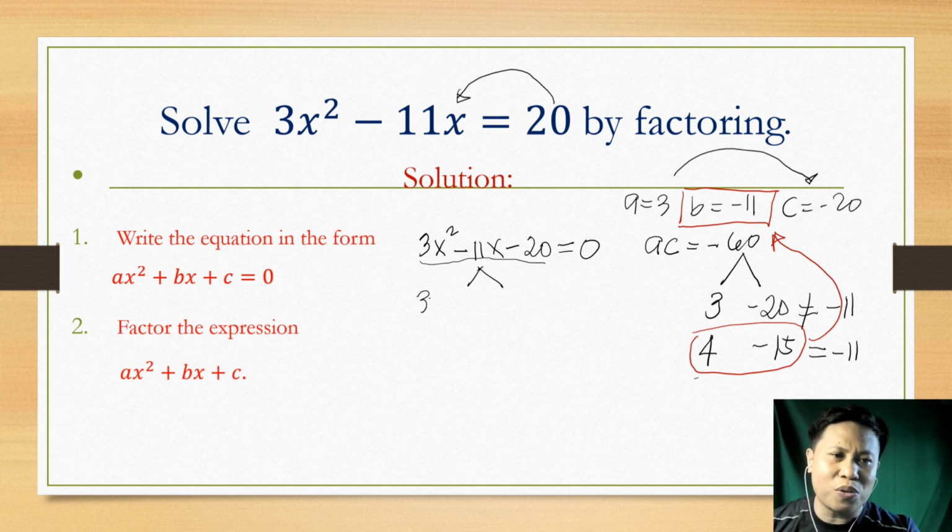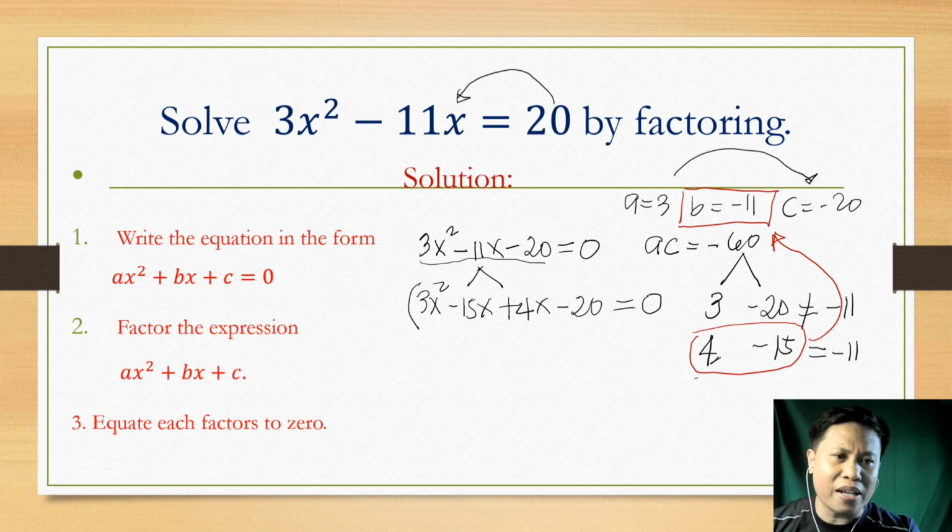So, you have 3x squared minus 15x. Then, you have plus 4x. Then we suffix negative 20 equated to 0. So we expanded the given. Then after that, we group the terms. Yung magkatabing group. So, 3x squared minus 15x. Then the other group is 4x minus 20.